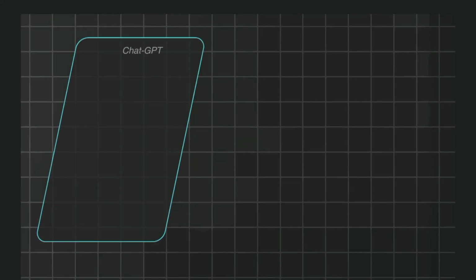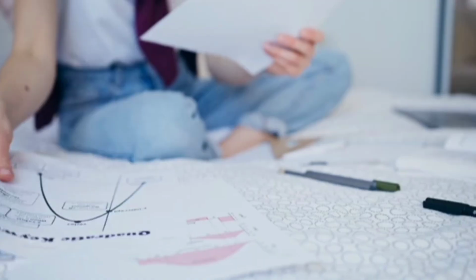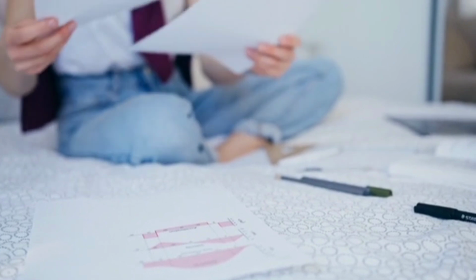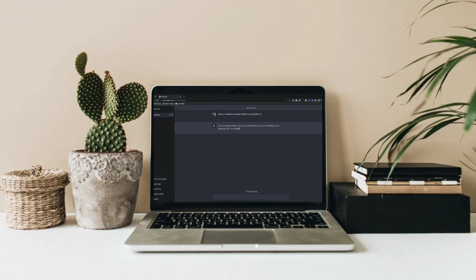So the first thing is asking questions. Yes, you can ask questions related to your homework and assignments to get clear explanations and clarifications. So you can ask questions related to your homework and assignments that are running in your mind. For example, you can ask it to explain vector analysis and you will get a clear explanation and overall summary, and you can easily understand all these things.